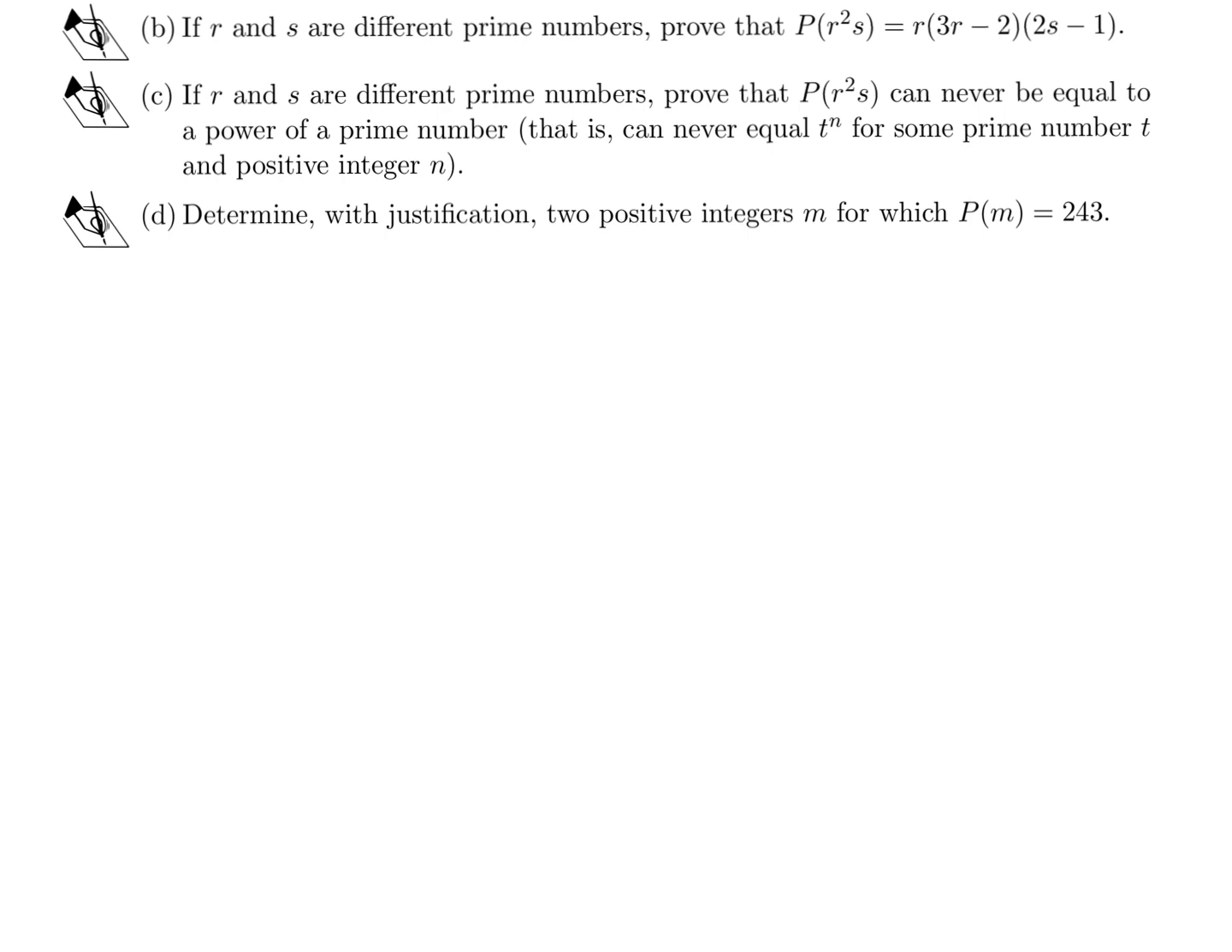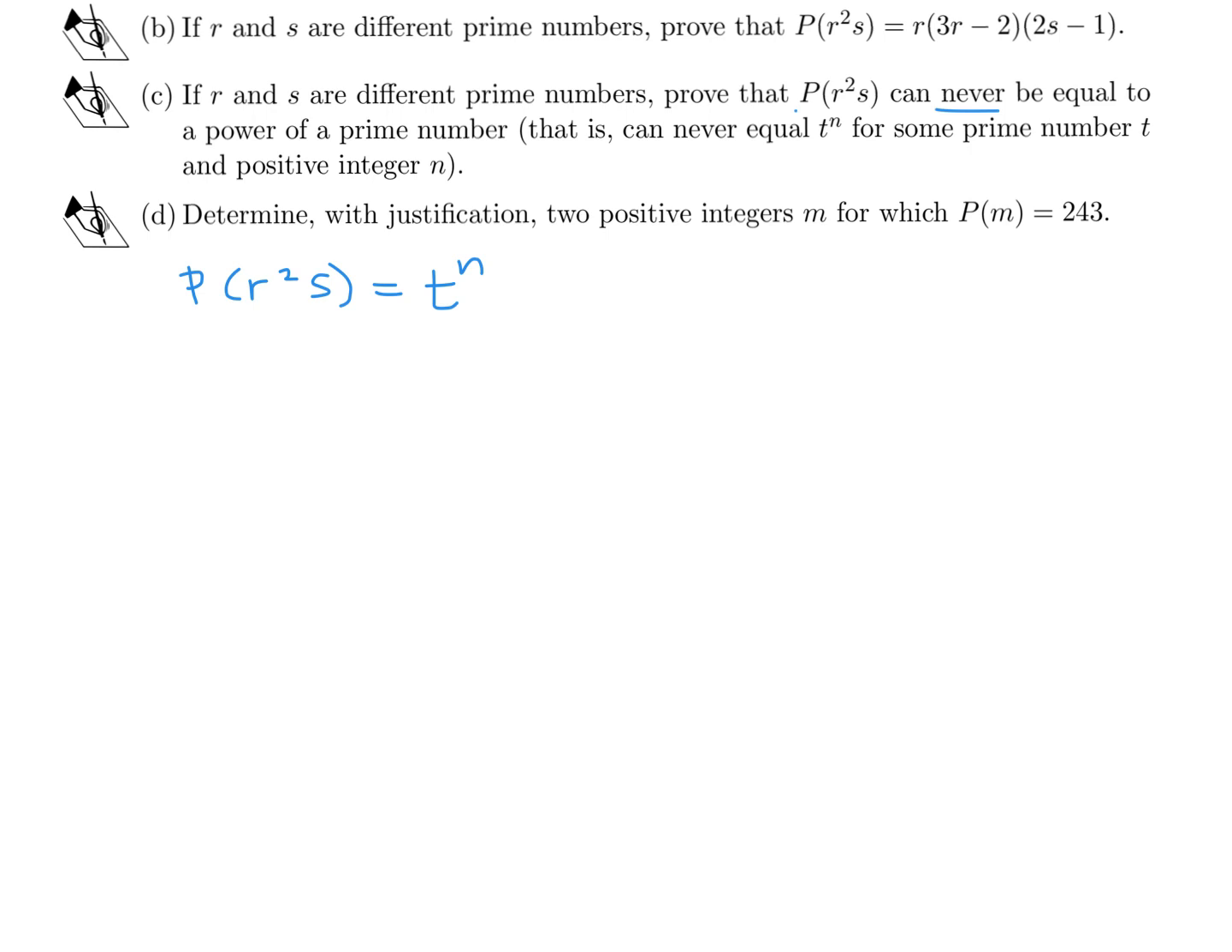Part C. If R and S are different prime numbers, prove that P R squared S can never be equal to a power of a prime number. That is, it can never be equal to t to the power of n for some prime t and some positive integer n. Okay, in order to prove this, first let me see if I can do it. And if I can't, then I will have proven that it cannot be done.